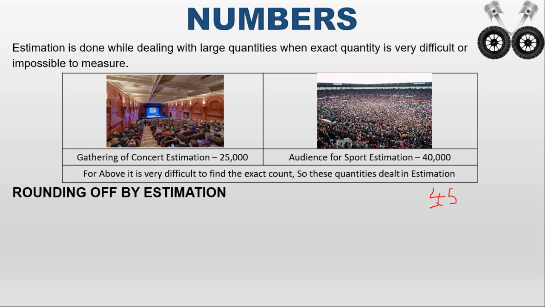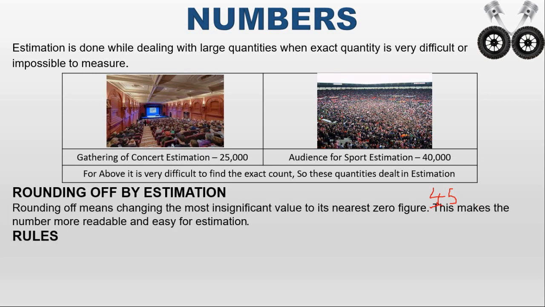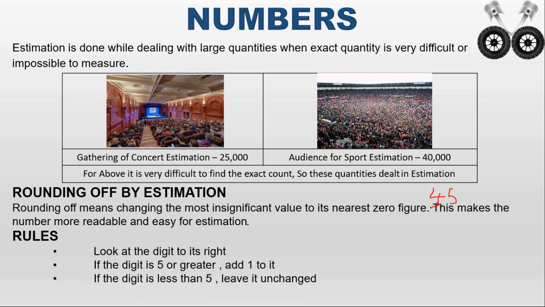So there are three rules for rounding off to the nearest numbers. What is the first rule? First you have to look at the right digit of the given position. So what is the position here? You have to round off to the 10th position. What is that right side number? That is here, the ones position. What is the value here? It is 5. If the value is 5 or greater than 5, you have to add 1.